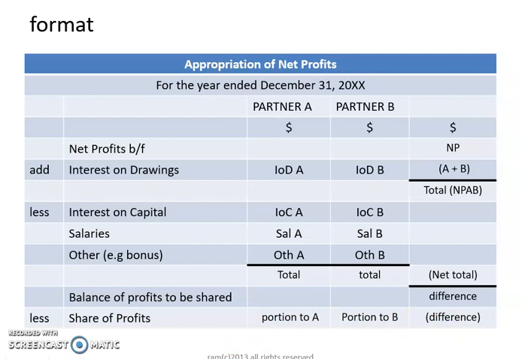And that, my friends, is all you need to do for a partnership appropriation account.